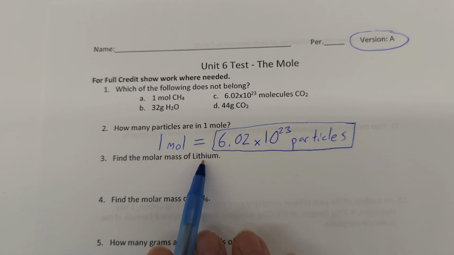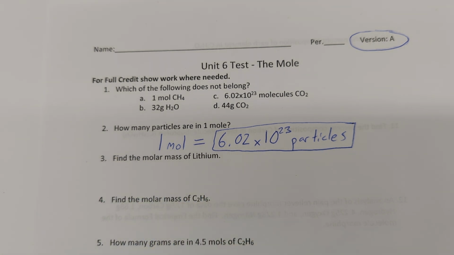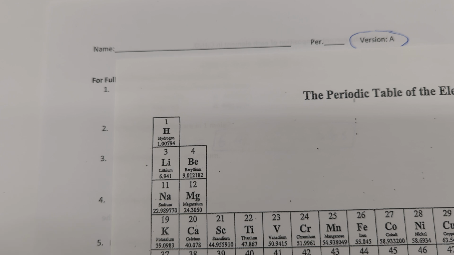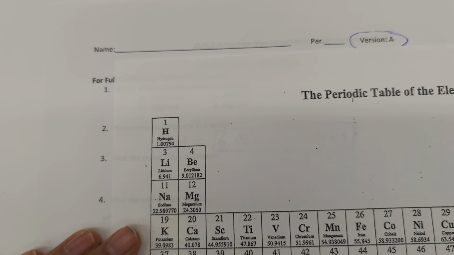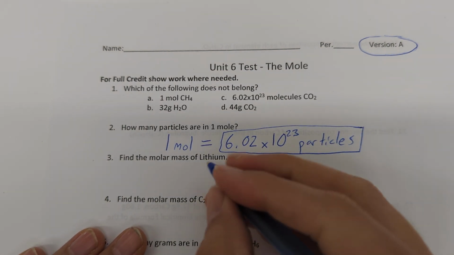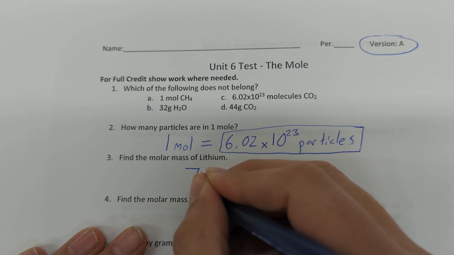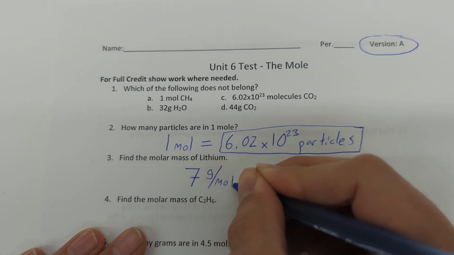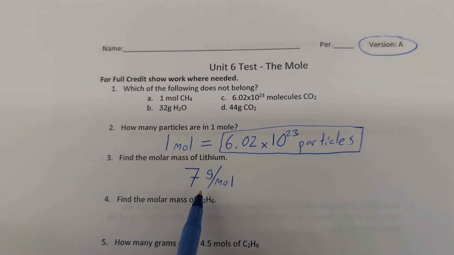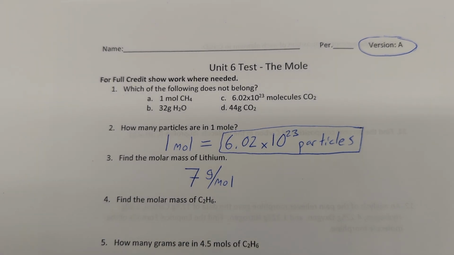Find the molar mass of lithium. So for molar mass, we've got our periodic table. You have to find lithium. The molar mass is how much 1 mole of this weighs. So 6.941, we're going to round that to the nearest whole number, 7 grams per mole. What that means is if I have 1 mole of lithium, it's going to weigh 7 grams.